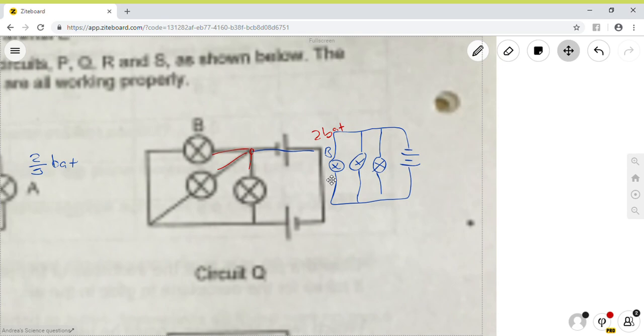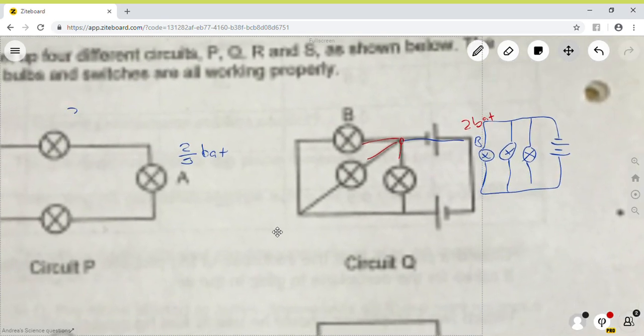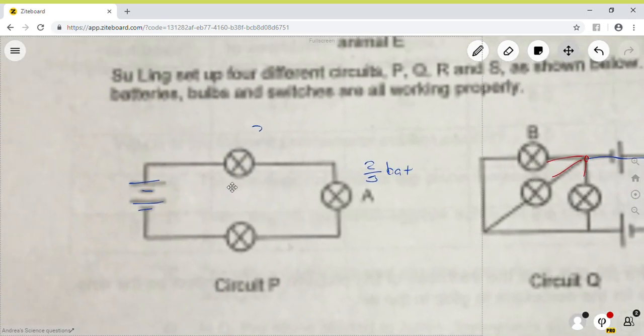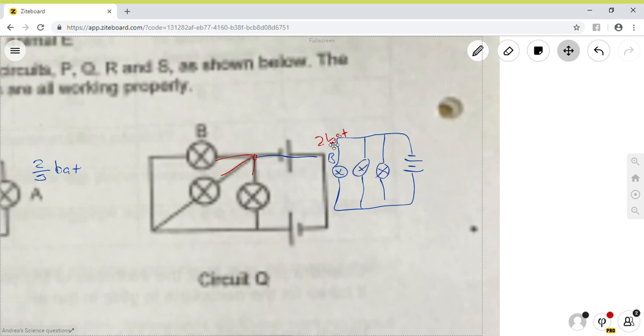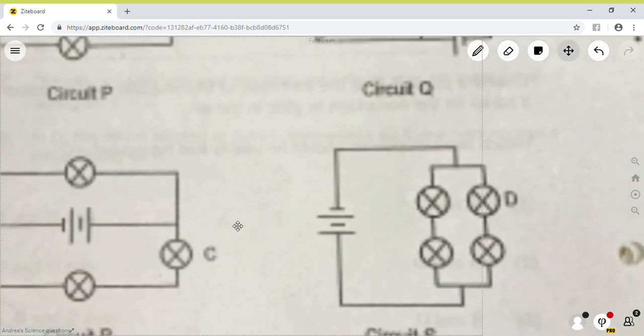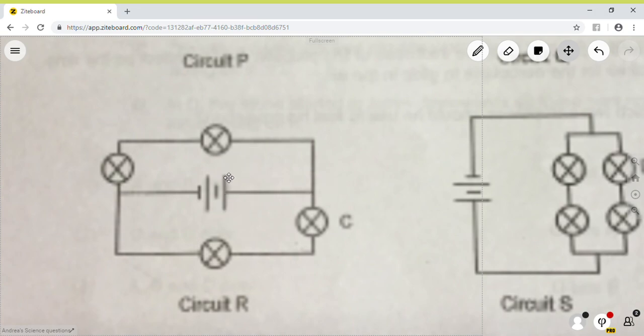Now this one is series, so you divide by 3. 2 batteries divided by 3, so each one gets 2/3 of a battery. This one is parallel, so each one in parallel will get the power of 2 batteries. Here this is parallel, but then the 2 battery power is divided by 2, so each one is only 1 battery power. This one also 1 battery. So not so powerful.